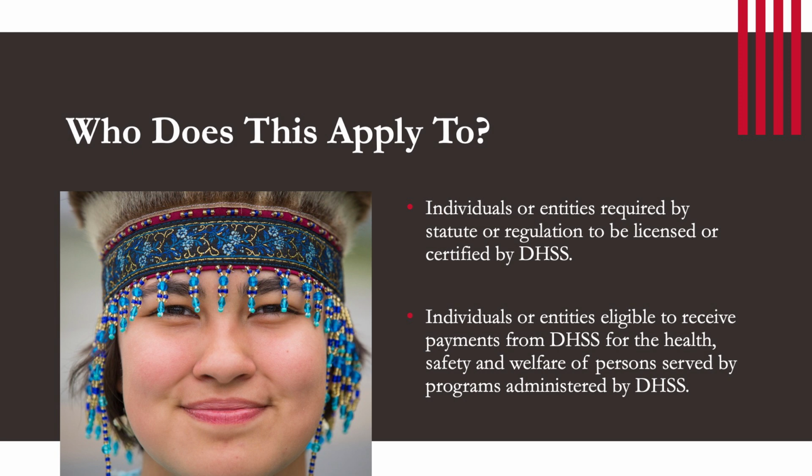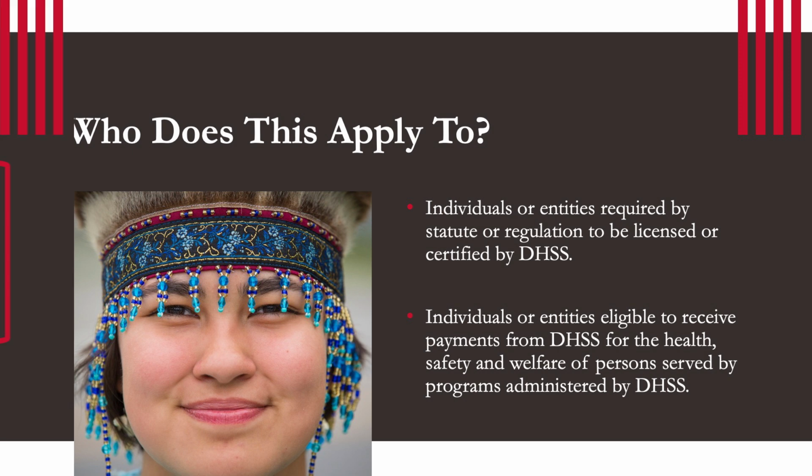Vulnerable populations can include children, seniors, adults, immigrants, people with disabilities, or people seeking medical or other care. A variance can also apply to individuals or entities eligible to receive payments from DHSS for the health, safety, and welfare of persons served by programs administered by DHSS.